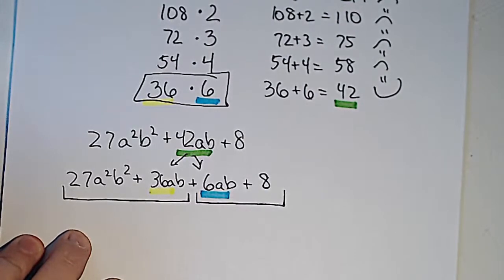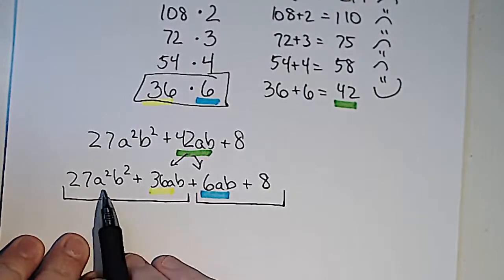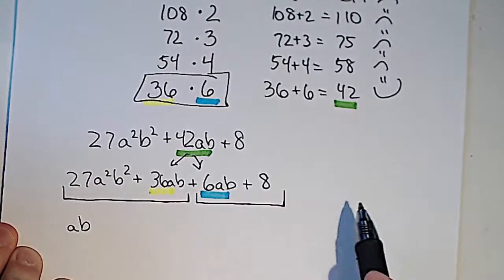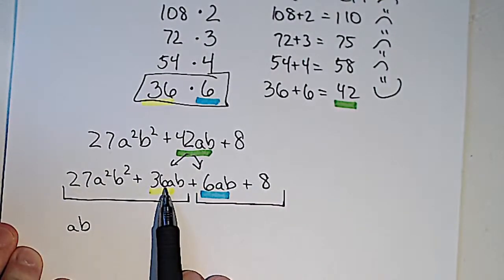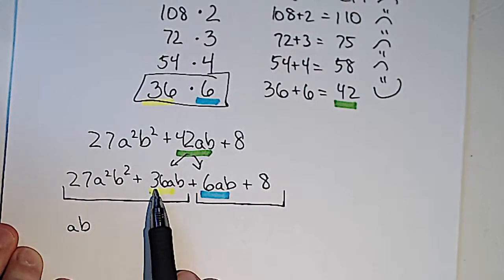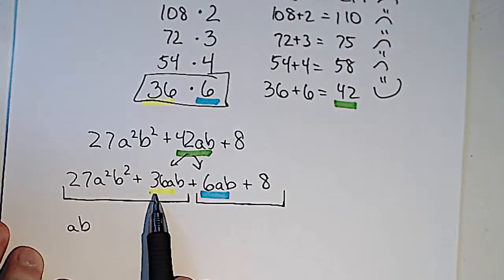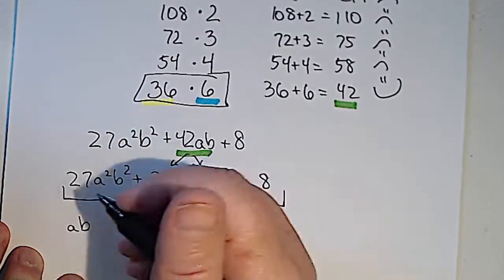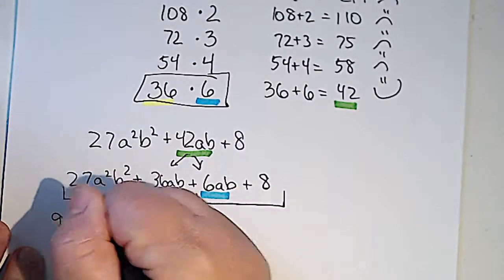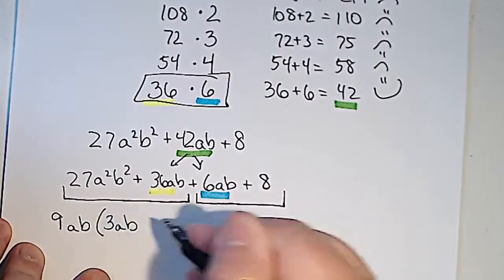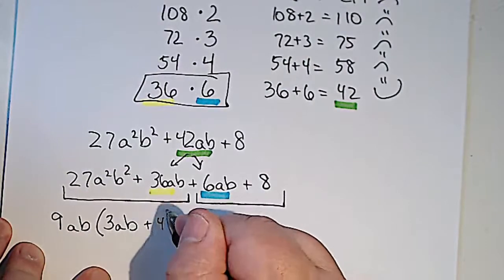I'm going to try to factor out some common factors. I see an A and a B that are common. So definitely an A or a B. And I think 3 goes into both of these. And I'm wondering if more than 3 goes into this. Does 9 go into both of these? Nice. Yes, I believe 9 goes into both of these. So we end up with 3AB plus 4.